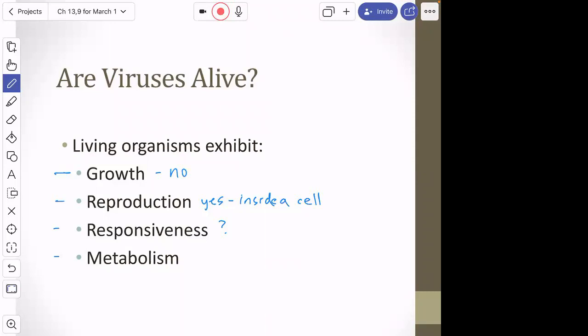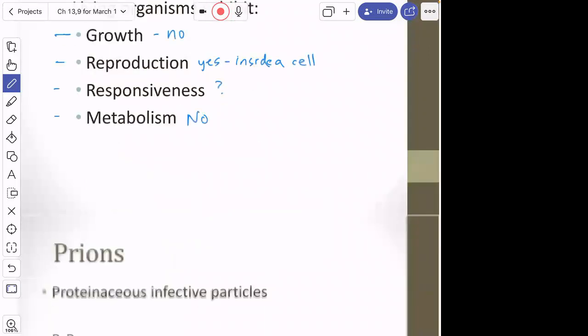Do they have metabolism? Definitely no. They get everything that they need from their host cell. They use all the host cell's energy. They don't have to produce any of their own energy. So most people would argue no, that they don't fulfill enough of these things to be considered alive, but still people like to argue about stuff.